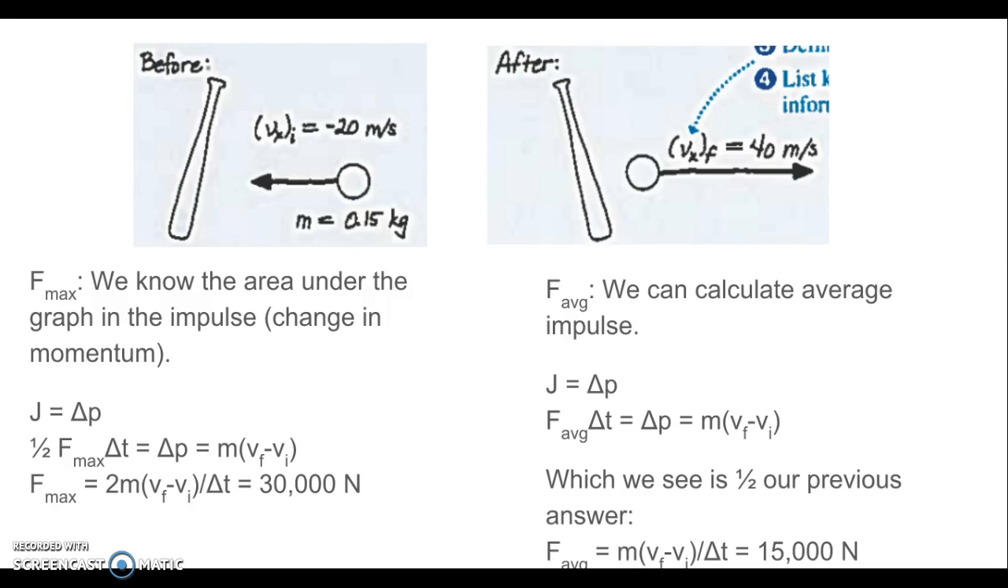I kind of mentioned that on one of the first slides. So the average force times the time for which that average force is exerted is going to be the change in momentum. So our average force, we rearrange and solve for that. We see that the expression we get is the same expression as before, but half the value. So we're going to get half of 30,000 newtons, which is 15,000 newtons.